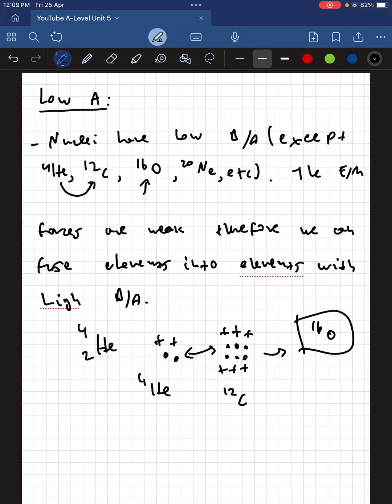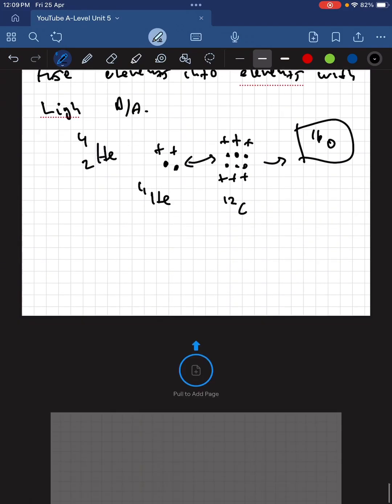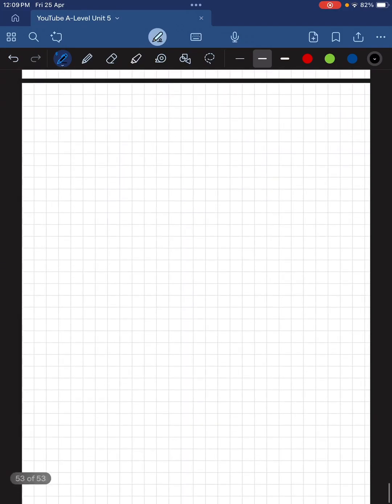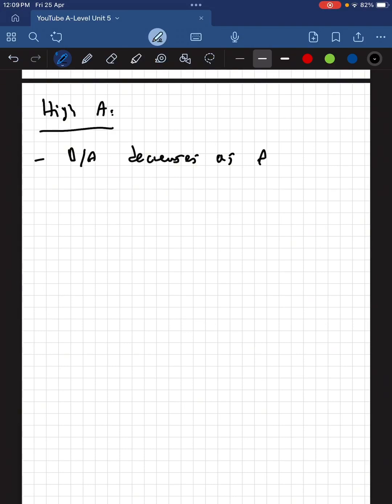And what provides this energy? Stars usually, okay? So inside stars, there's enough energy to fuse elements, okay? Fusion actually happens in stars, as we will see later in this course. Now, in the high mass region, so high A, B over A decreases as A increases, which is what we saw in the table.